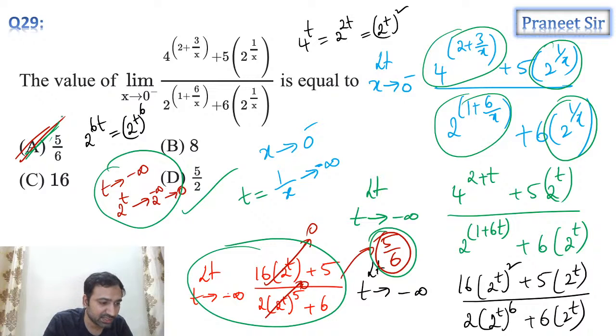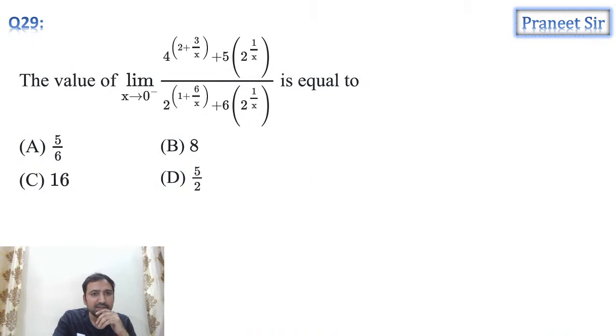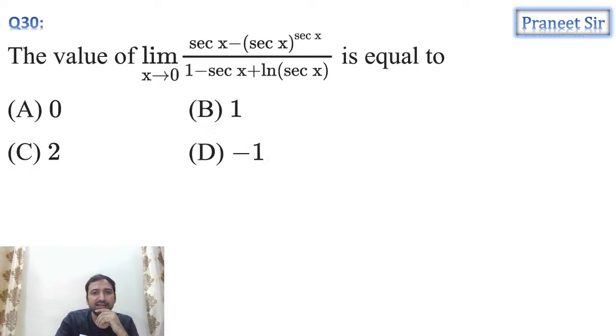Chalo, let's move to the next one. Yeah, this is the next question we have. Limit x tending to 0 of secant x minus secant x to the power of secant x by 1 minus secant x plus log of secant x is equal to.